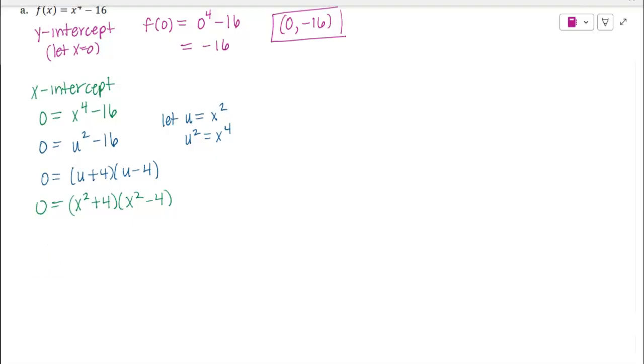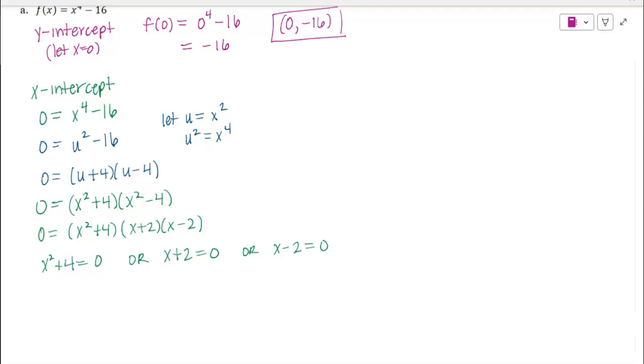But the other one is also a difference of squares. So we'll leave the first one alone, and we'll rewrite this guy as x plus 2, x minus 2. All right, now if we want to find the intercepts, we're going to set each part of this equation equal to 0. So we get that either x squared plus 4 equals 0, or x plus 2 equals 0, or x minus 2 equals 0.